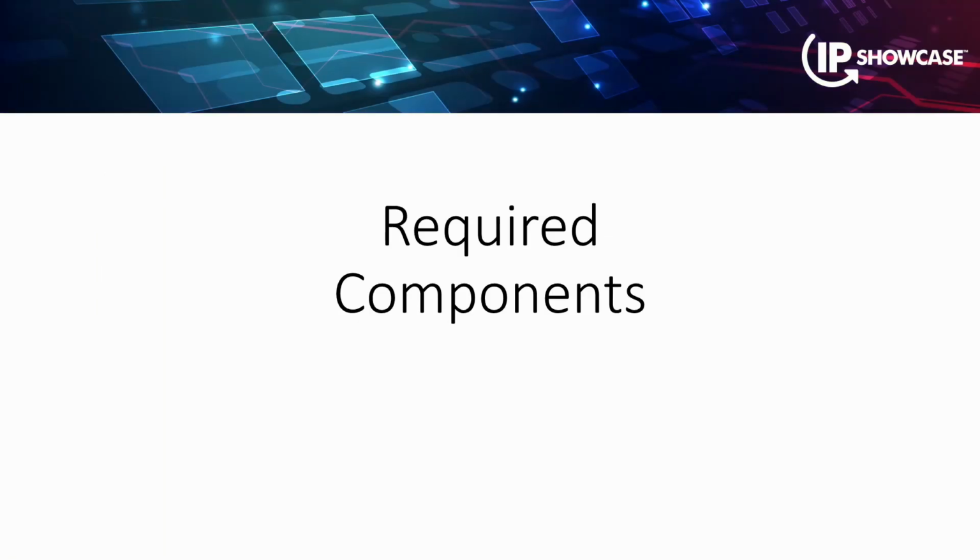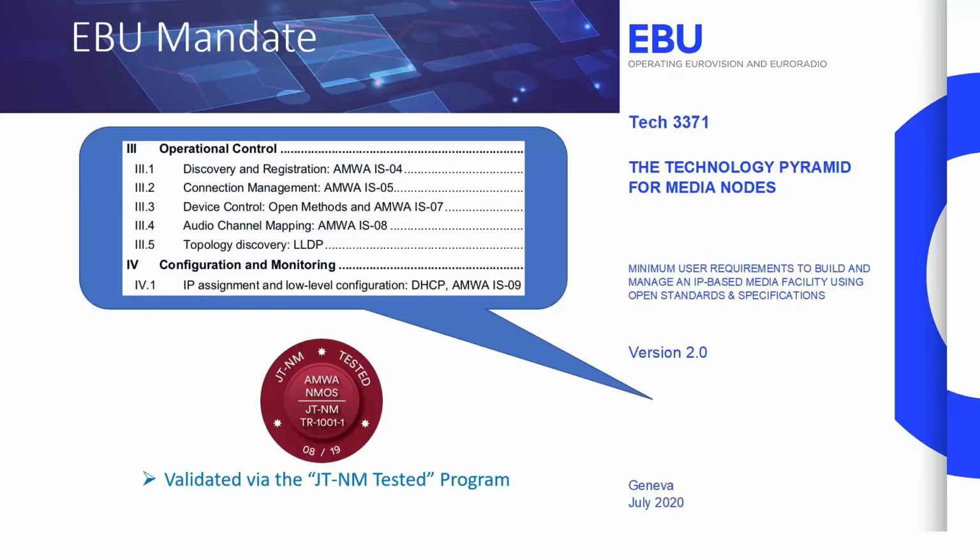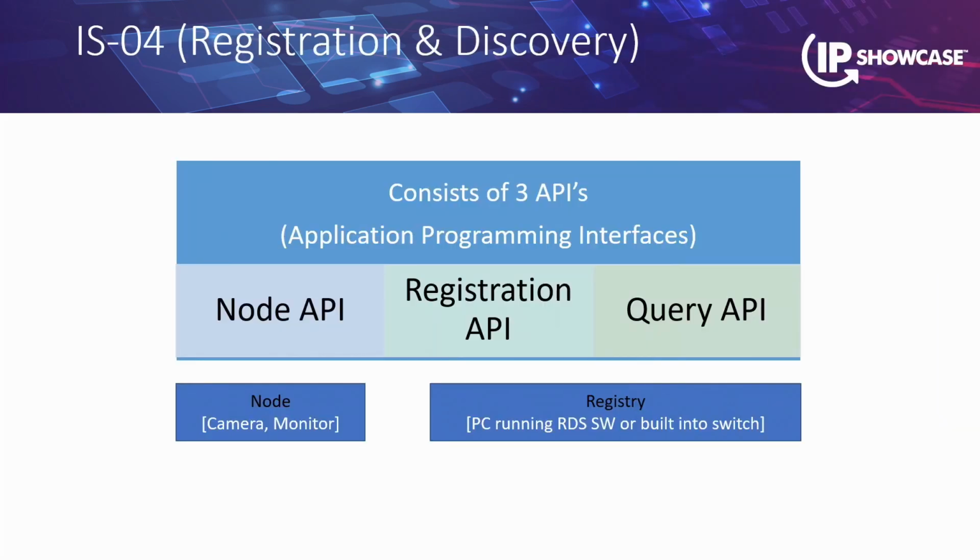So there's a few required components for NMOS. Required by who is the question? Well, the EBU actually mandated a few of these in this technical document 3371, which is the minimum requirements to build and manage IP-based facilities. So there are a few of them listed here, IS-04, 05, 07, 08. We'll go through these individually and let you know what they are and how they work.